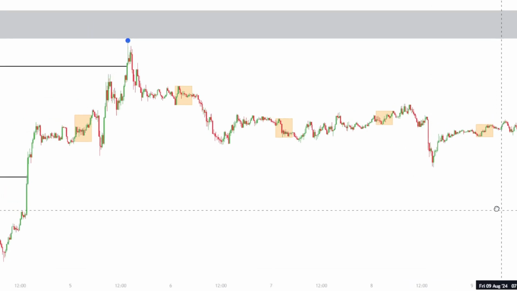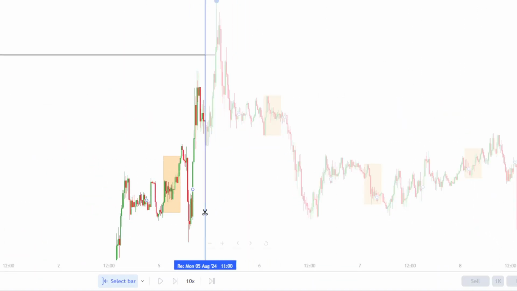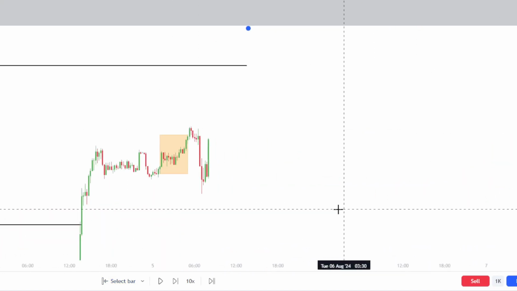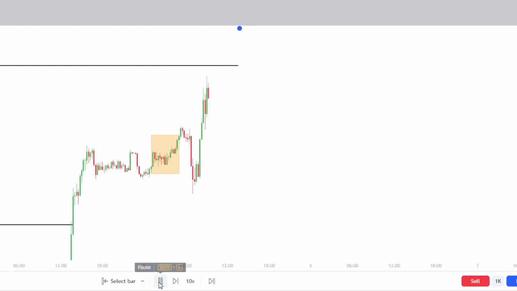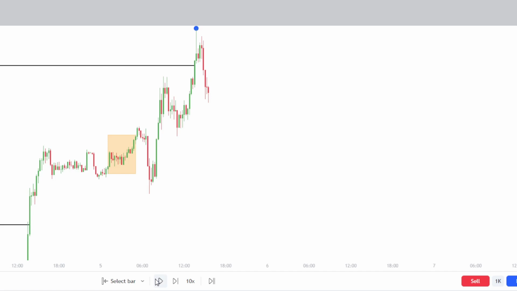But let's now go over the strategy. Let's go over the fair value gap strategy itself. From here, let's just replay price. If we look at Monday's price action, Monday we had a bullish day. We really pushed up and we actually broke the 4 hour high, as you can see. Monday gave us this price action.